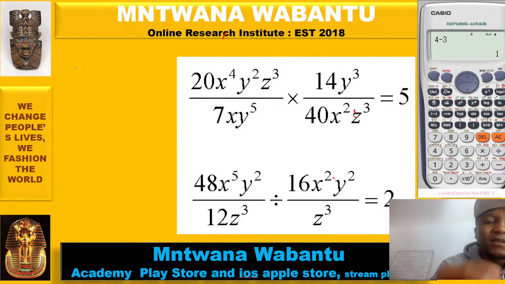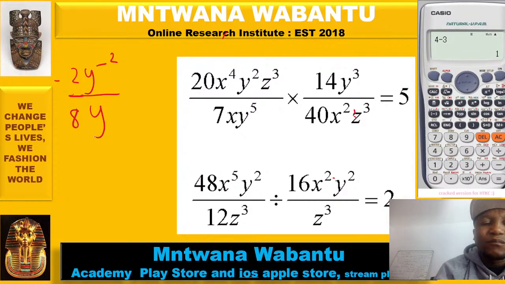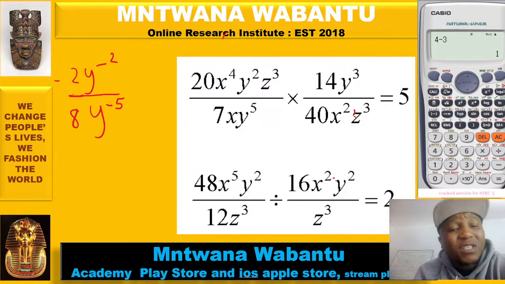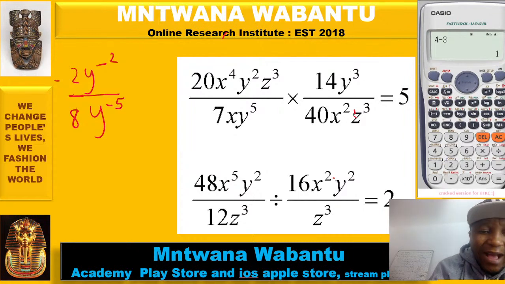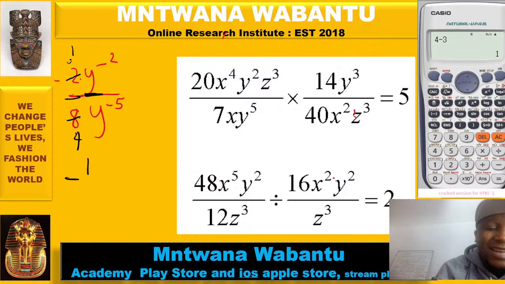Somebody gives you negative 2 over 8, let's say, times y to the power negative 2 over y to the power negative 5. So we're going to follow the same rules. Now we see we have a division here. Since we have a division, we're not going to focus much on the number, but the number we can simplify. Negative 2 divided by 8: 2 divided by itself is 1, and how many 2s in 8? 4. So we're going to have negative 1 as the number over 4.